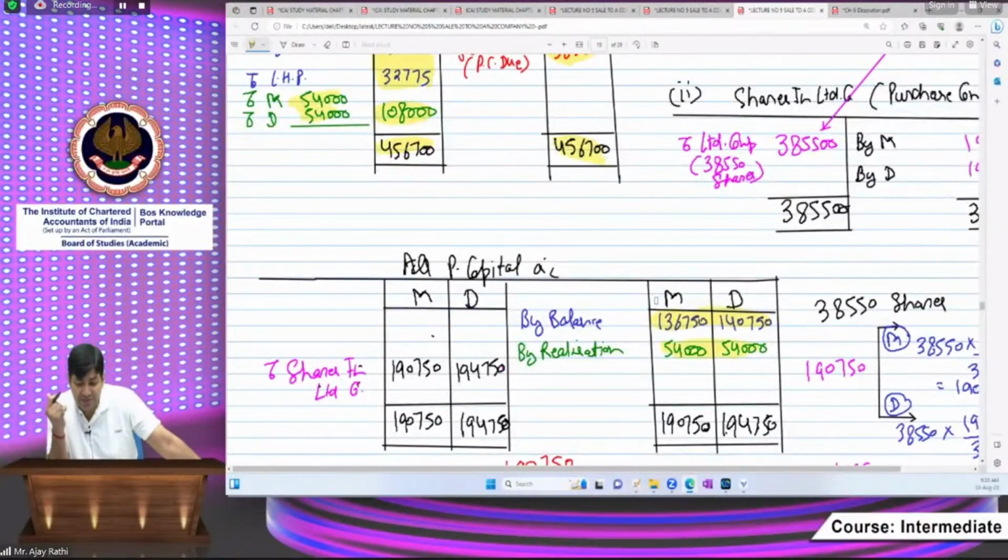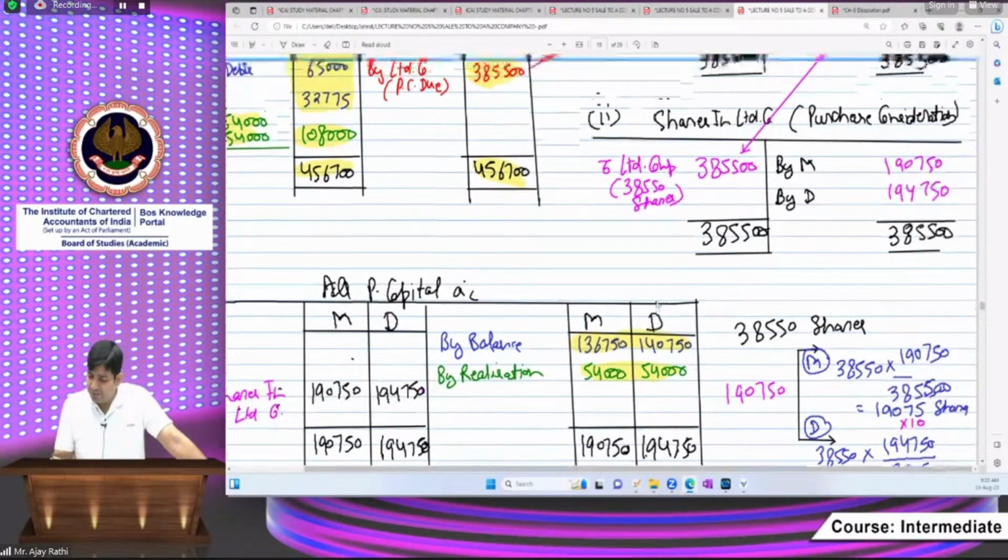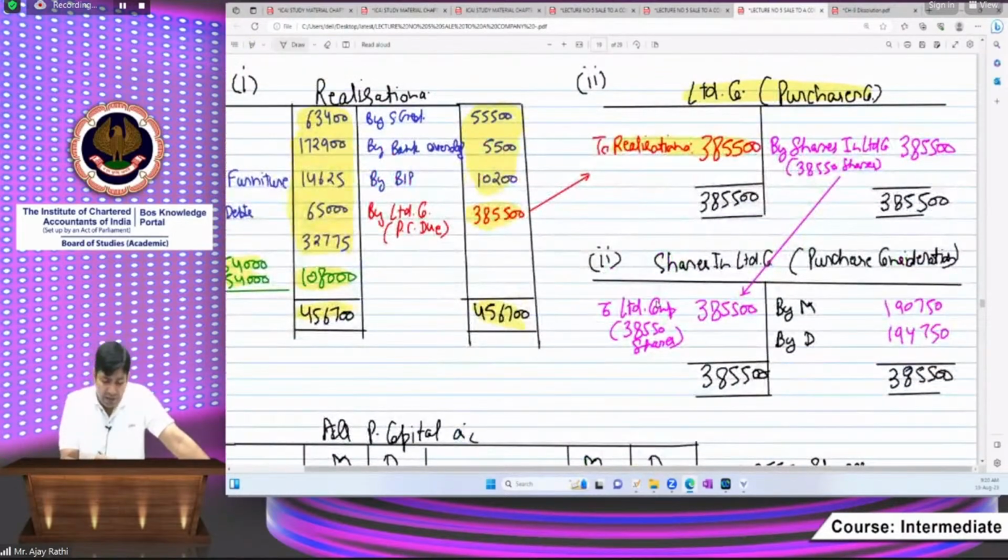Step number 5, receive the PC. Step number 6, distribute the PC. So beta, now receive the PC. And what is that? See, please look at the highlighted portion. 3,85,500 is being received, and that is being distributed.